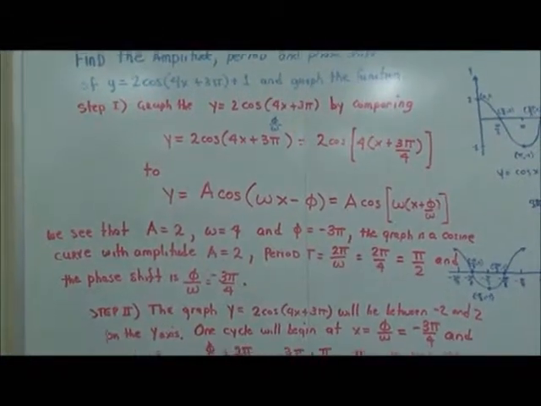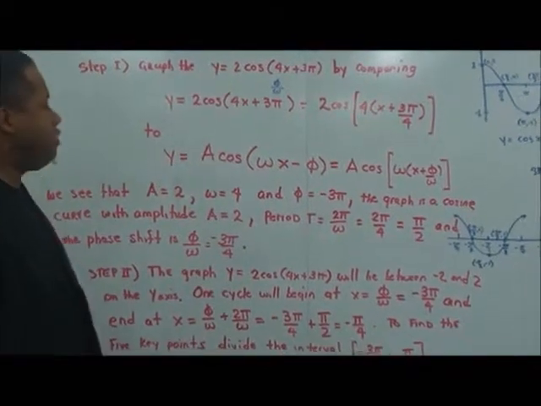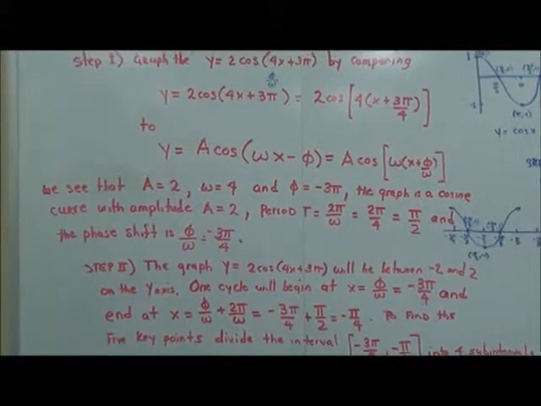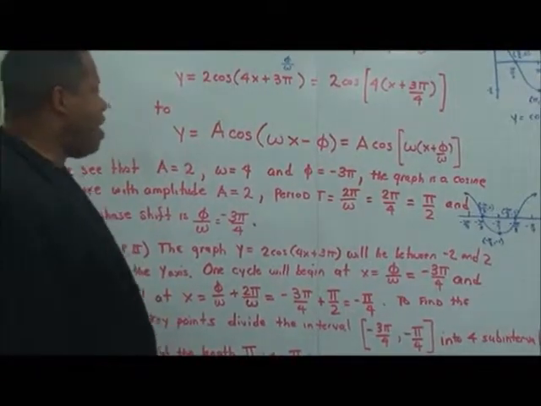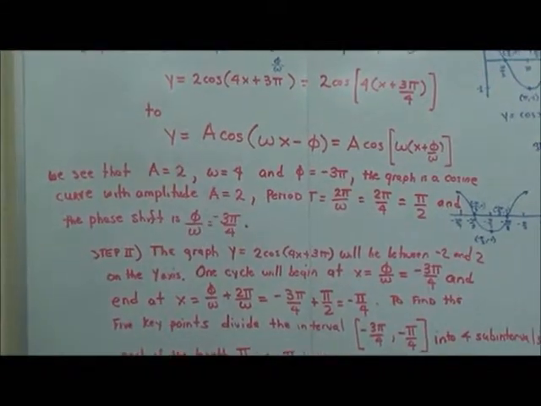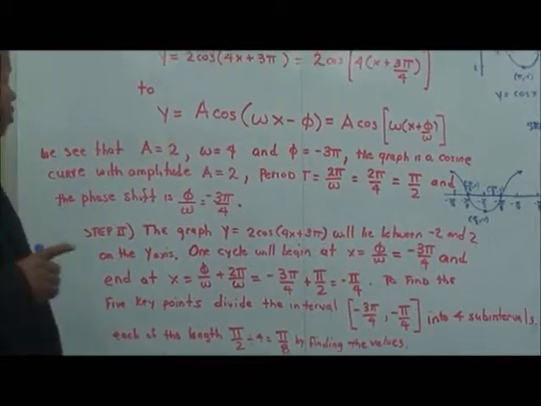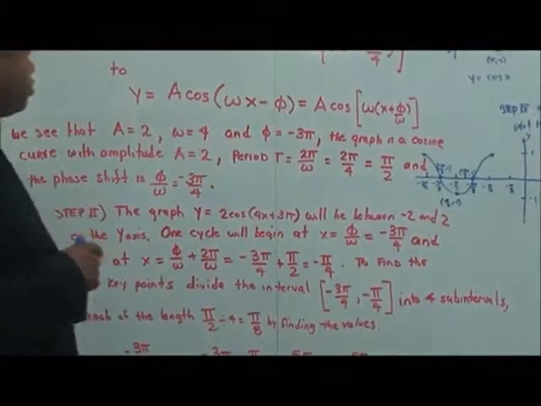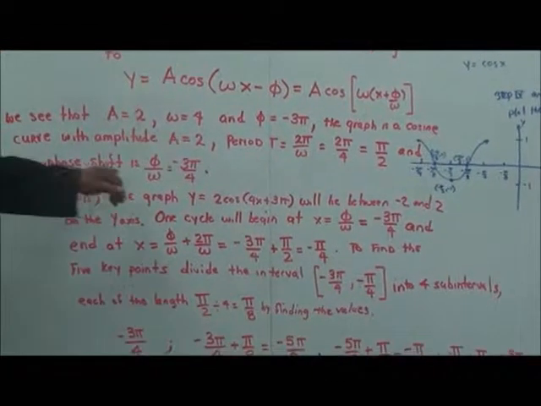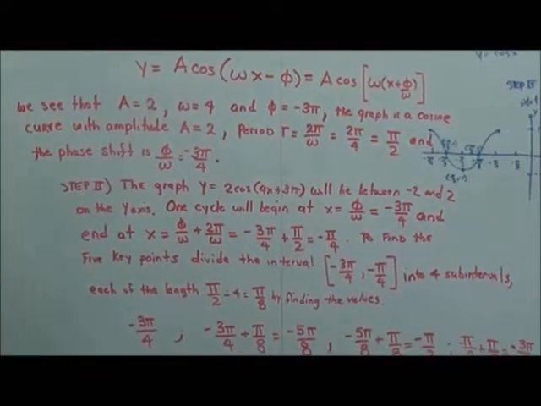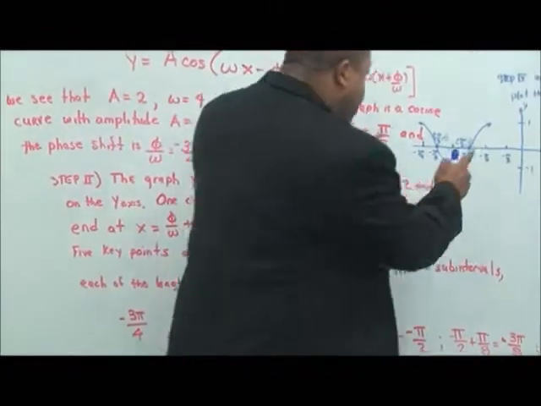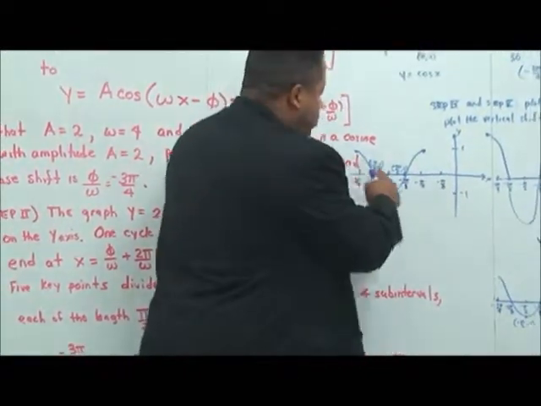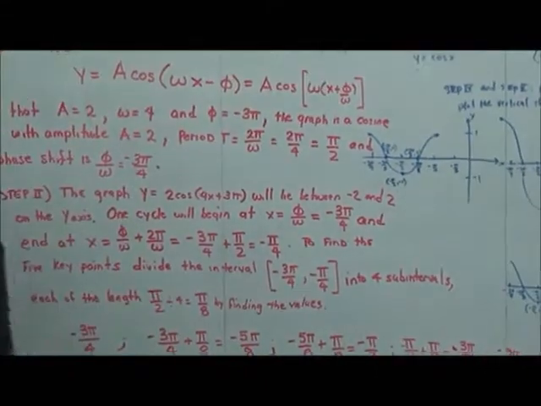So we see that A is equal to 2, omega is equal to 4, and phi is equal to, in this case, negative 3 pi. And the graph is a cosine curve with an amplitude of 2. So the period, when we calculate it, comes to pi over 2. And the phase shift is going to be negative 3 pi over 4. As we see right here, this is the basic cosine function.